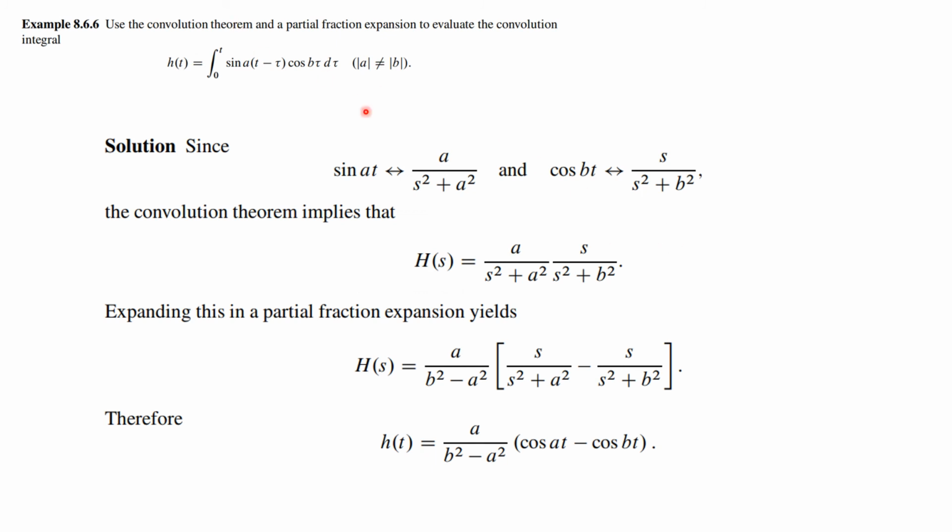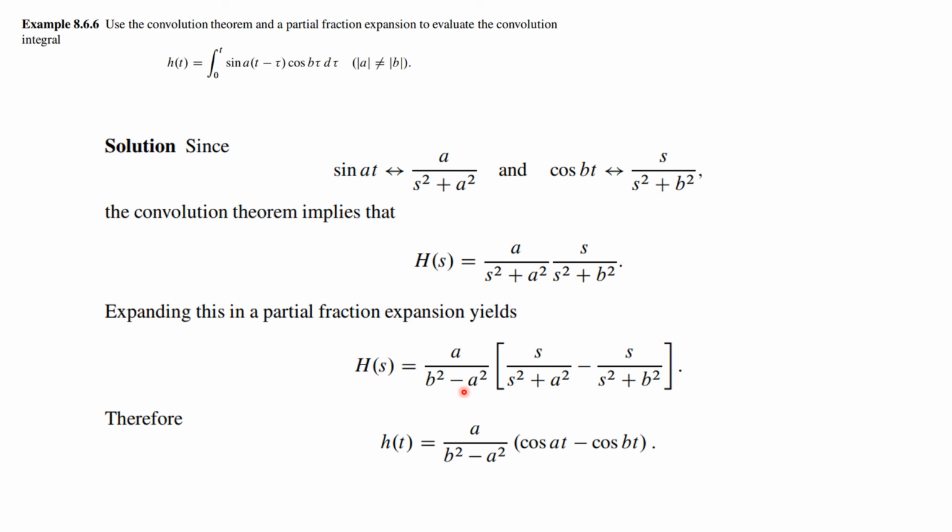Now, it will be important that the absolute value of a does not equal the absolute value of b, as you see, but again, that's a convolution integral, so we're going to look at the transform. We know the sine has this as its Laplace transform, the cosine has this as its Laplace transform, and so we know the transform of the convolution is this. Now, I have to do partial fractions on this, and that will require a squared to not equal b squared. But we do the partial fraction.